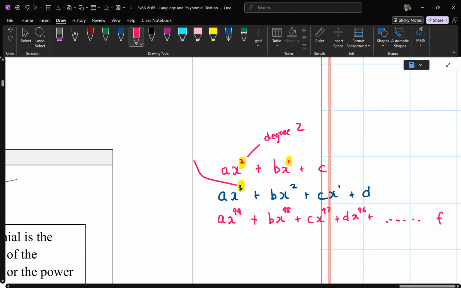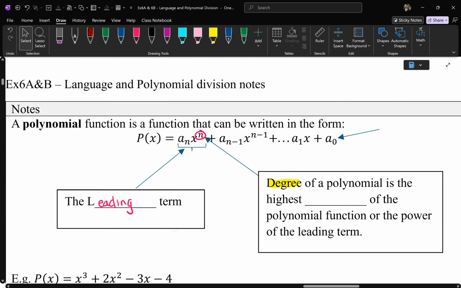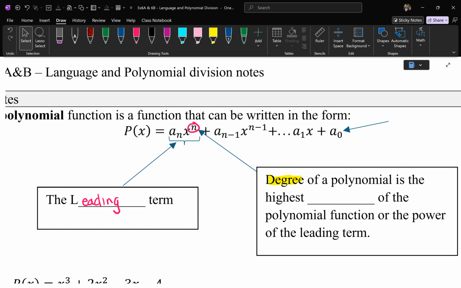If this is a cubic, I would say degree 3. And obviously 99 would be degree 99. That just represents the highest power of your current term. So the leading term has a degree of a polynomial, which is, in this case, n. Also, the highest power of the polynomial function or the power of the leading term. So that's just a degree. And that helps because if you know the highest power, then you can figure out the other ones in between.